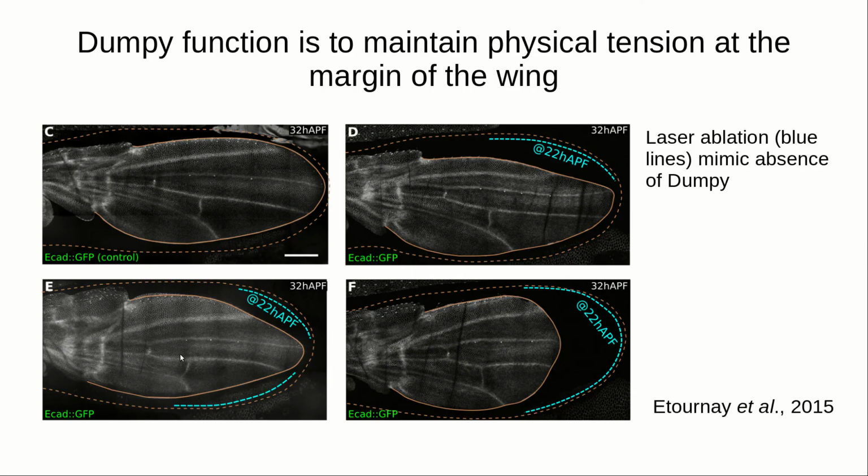Here's the proof that the Dumpy function is mechanical, because the phenotype can be mimicked by just cutting the wing blade with a laser. Here the cut is performed at 20 hours after pupae, and the picture is taken at 32 hours after pupae. So as you can see, if you cut the blade at different places, the retraction has a different pattern, which is very similar to the patterns of the dumpy mutants. So the Dumpy function is mechanical.